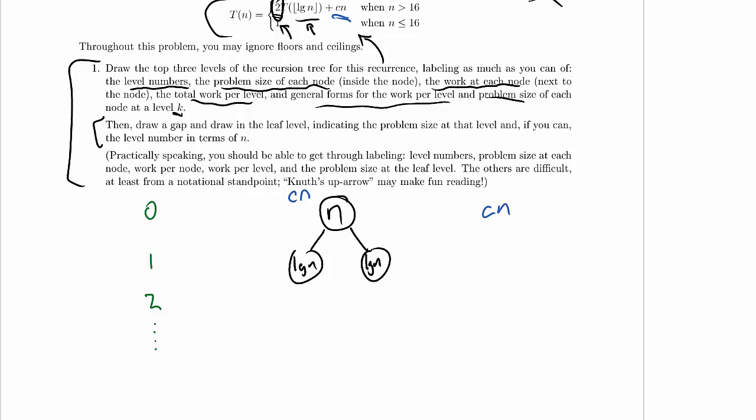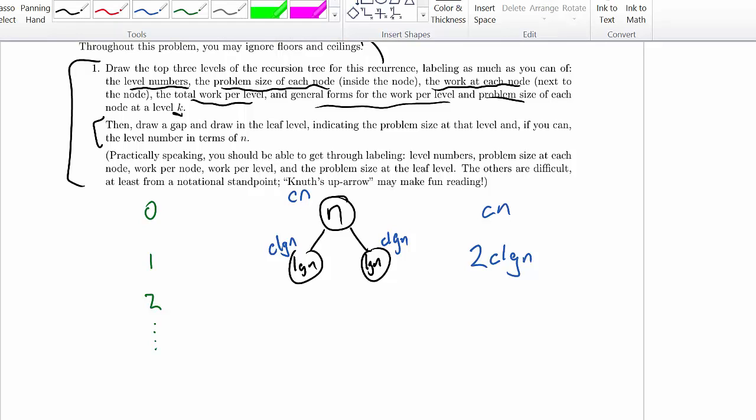We also need the work per node. Let's go ahead and draw that in. Here again, the work at each node is c times n, but n, the problem size, is changing. So here the problem size is log of n. When we plug that in for n, we get a work of c times log of n. And over here, c times log of n. And so the work for this level is 2c log of n. And let's continue to a third level.